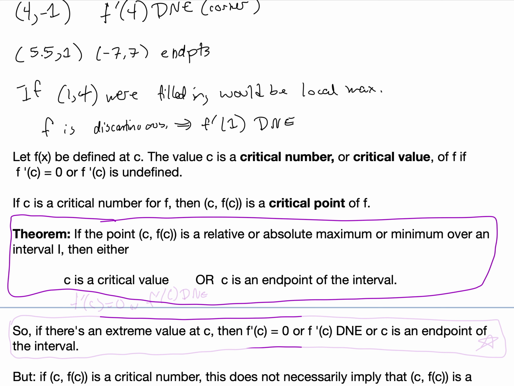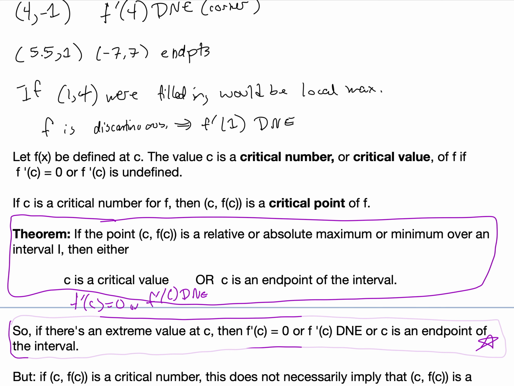an interval, then it must be the case that either c is a critical value, again critical value means f prime of c equals 0, or f prime of c does not exist, or c is the endpoint of an interval. So if there's an extreme value at c, then either f prime of c equals 0, or f prime of c does not exist, or c is an endpoint of the interval. Those are the three possibilities.